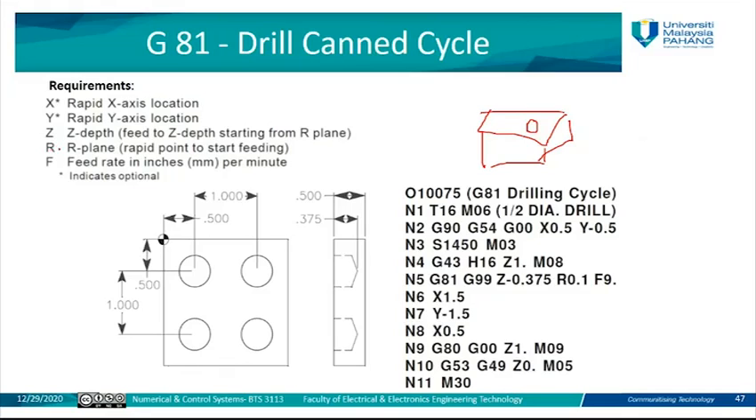You need to define the R plane here. The R plane is the rapid point to start feeding. That means, as we said, it's like a standby position before the drill goes inside the workpiece. Then when it finishes creating the hole, it will return back to the same point. Then we have the feed rate in inches or millimeters per minute as usual.